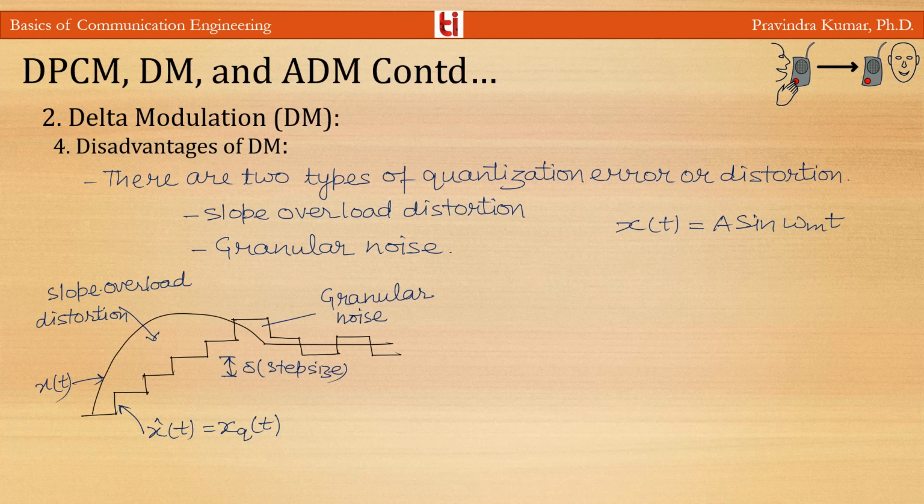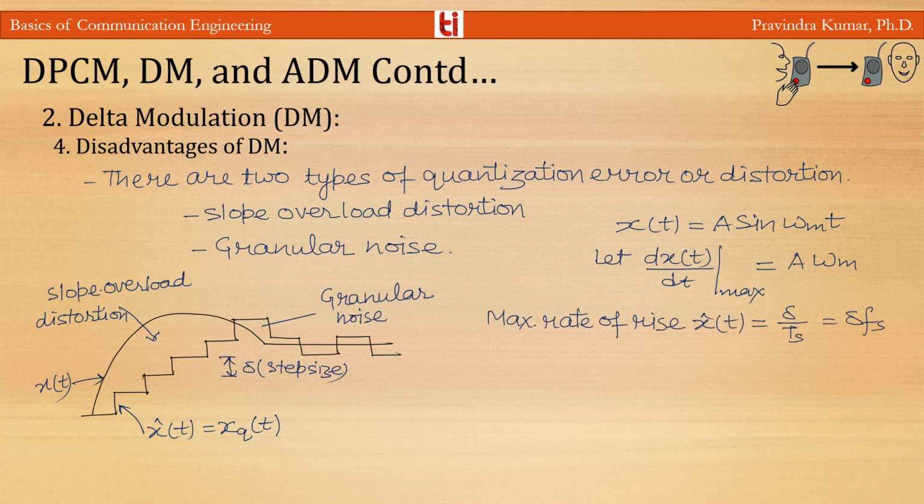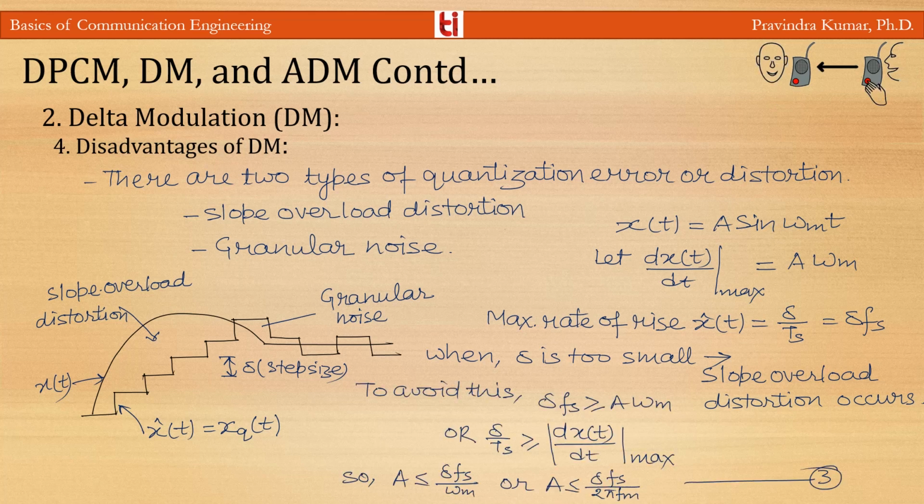Regarding slope overload distortion, if the signal x(t) is equal to A sin(omega m t), then the maximum value of d/dt x(t) is A omega m, and the maximum rate of rise of x cap(t) is delta by Ts, or you can say delta fs. Where the step size delta is too small for the staircase approximation x cap(t), then x cap(t) falls behind x(t), and this condition is known as slope overload, and the resulting quantization error is slope overload distortion noise. So here you can see the slope overload distortion noise.